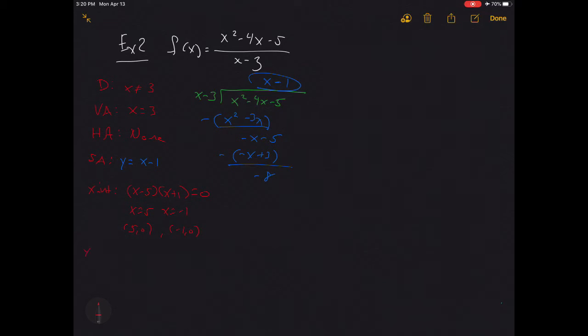And then my y-intercept is what I get when I plug 0 in for all the x's. If I plug 0 in for all the x's, I get (0 minus 5) over (0 minus 3). That simplifies to negative 5 over negative 3, which is 5/3. That will not be the easiest thing to graph, but that's what our y-intercept is. So the y-intercept is the point (0, 5/3). All right, let's go ahead and sketch this graph.